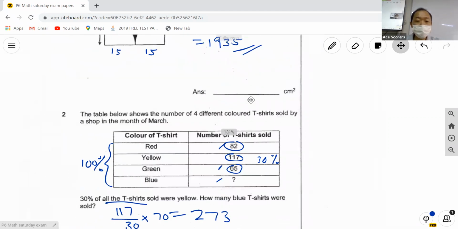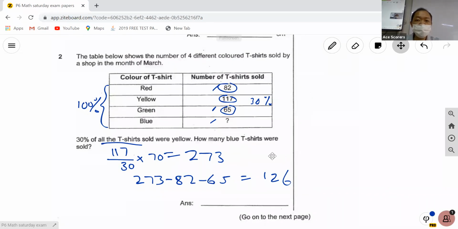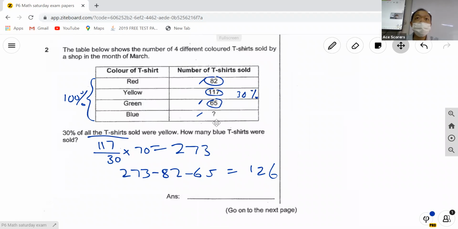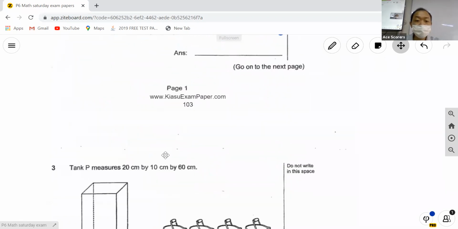All right, so here, done this already. So this 126 is done. Moving on. Is it okay? Anyone needs me to explain some more? No. Okay, moving on.